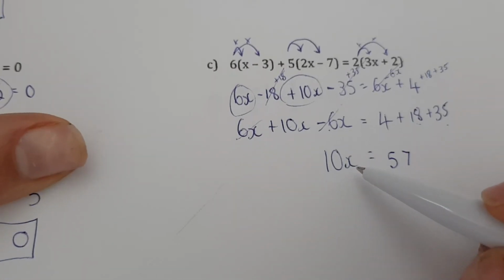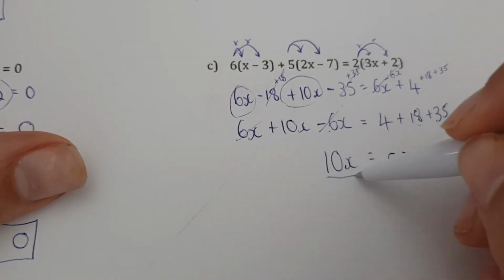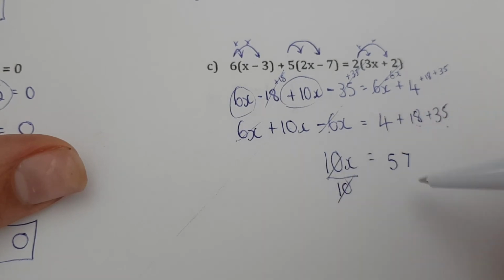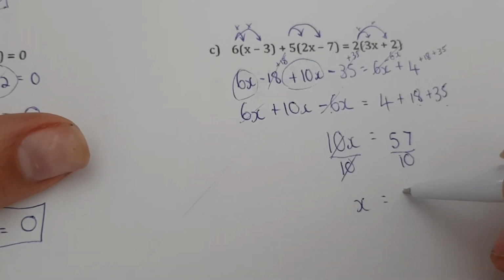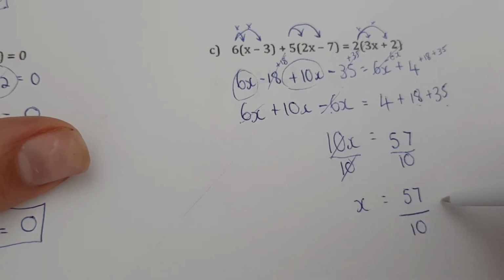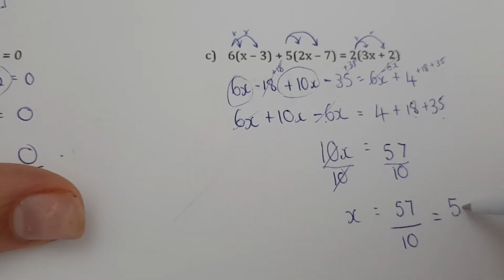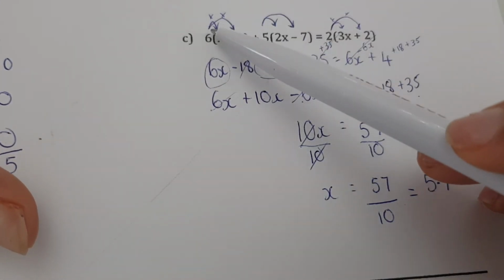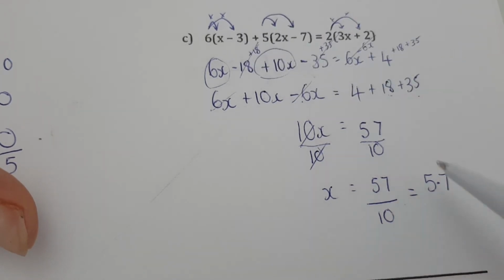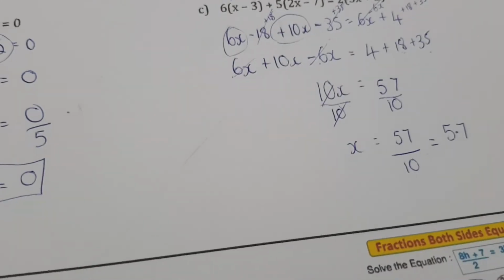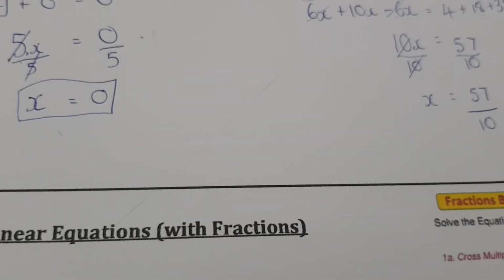Now we need to find x, so eliminate the 10 by dividing by 10 and dividing by 10. So x is 57 on 10, which is equal to 5.7. And always check by writing this down again on your calculator, but instead of x, write down 5.7. Just write it down in the bracket.